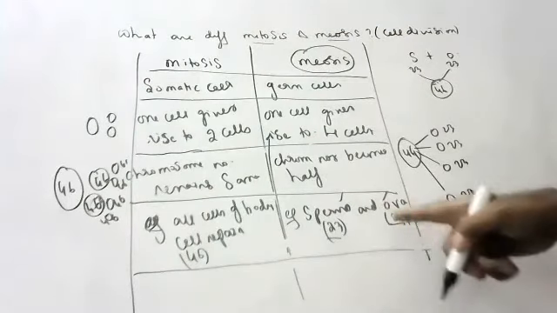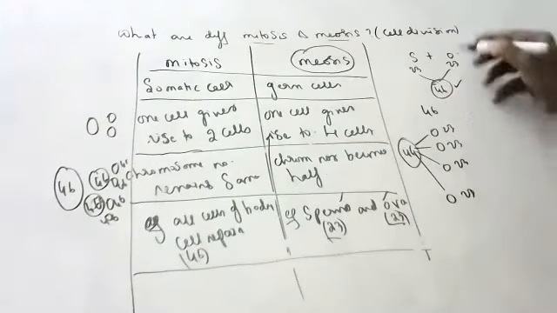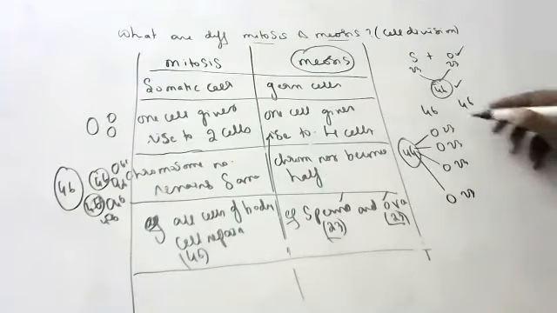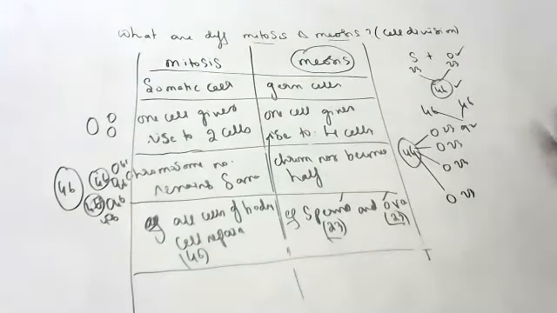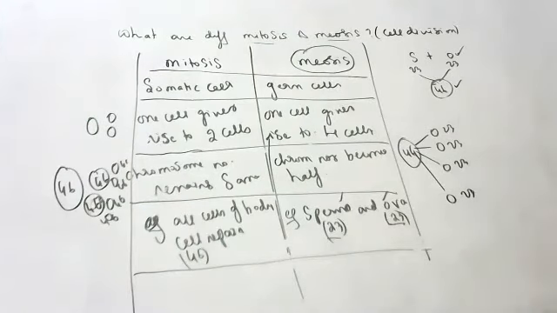If they have 23 and 23, the zygote will have 46. Imagine the sperm has 46 and the ova also has 46. The zygote would get 92, which means human beings won't come, monsters will come. Do you understand? So sperms will have half.